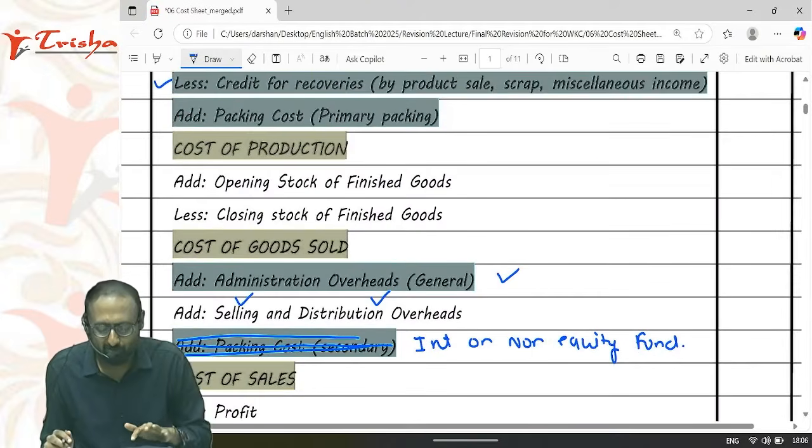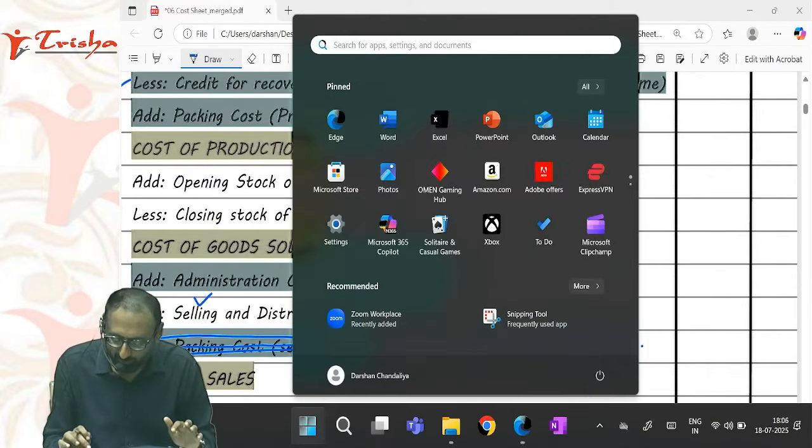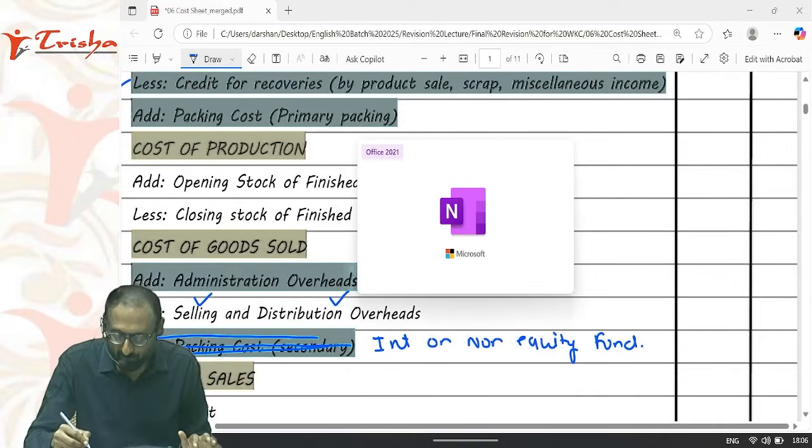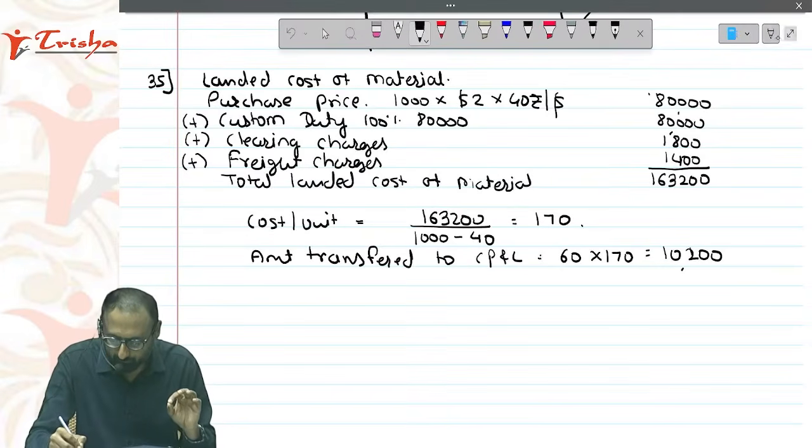Now, let's go to some tricky adjustments very quickly. Everyone please concentrate on the tricky adjustments.